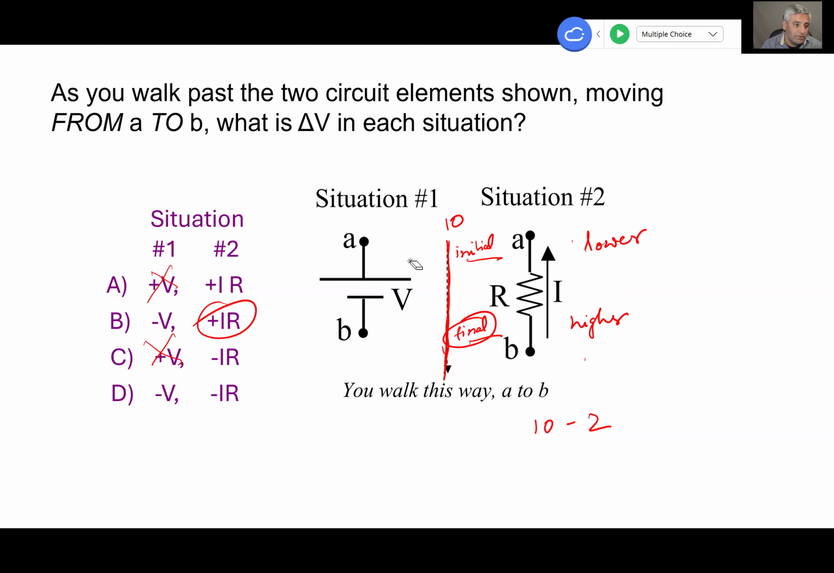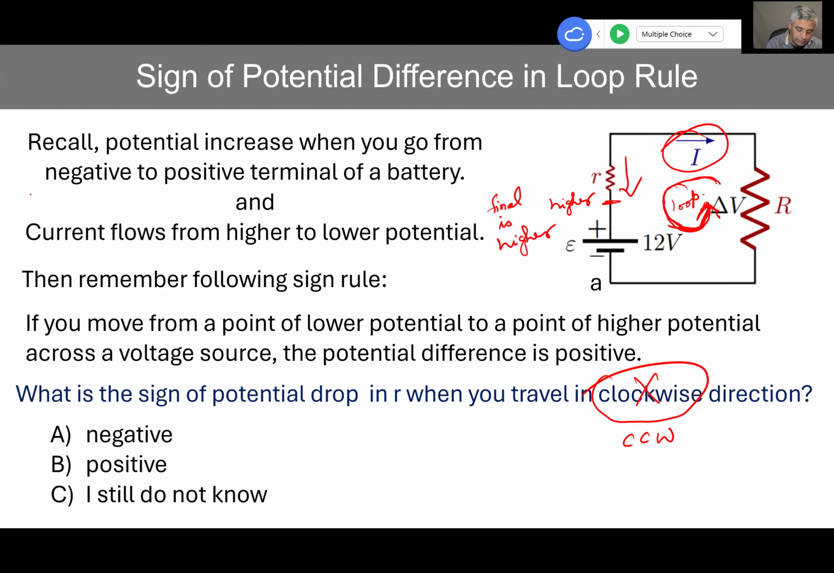So there is a question: how do you know A is higher in value than B? Is that assumed? Higher in A, so you mean that one here? So that's why we need to remember, recall. Negative terminal means lower. Negative has lower potential. Okay. And positive has higher potential.